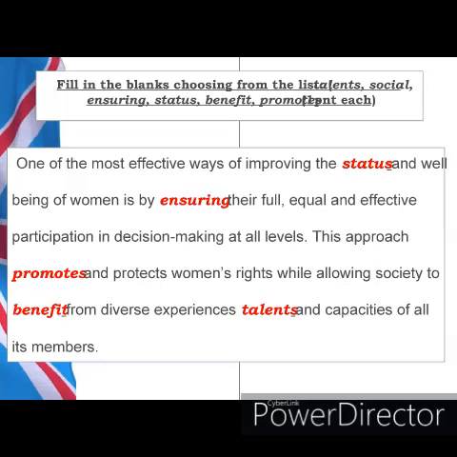Here we have improving the, which must be followed by a noun. It's an article that needs a noun.